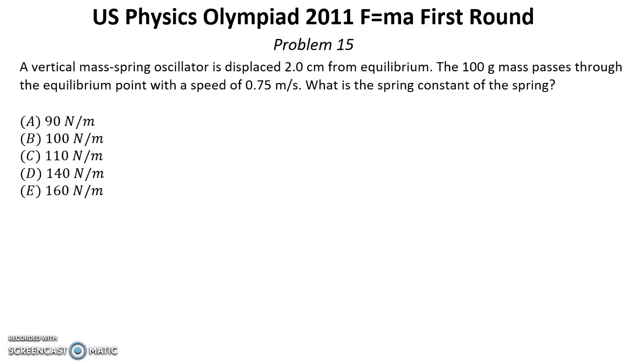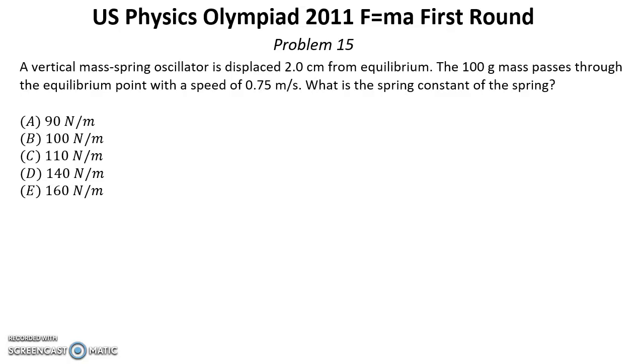US Physics Olympiad, year 2011, F equals MA. First round. Problem 15. The solution for this problem you can find below this video, in the reference in the description.